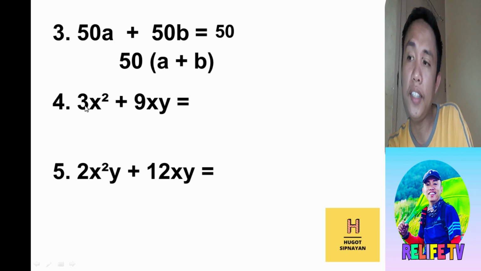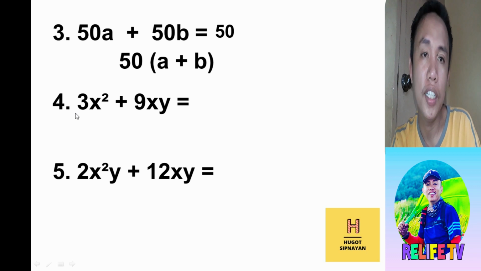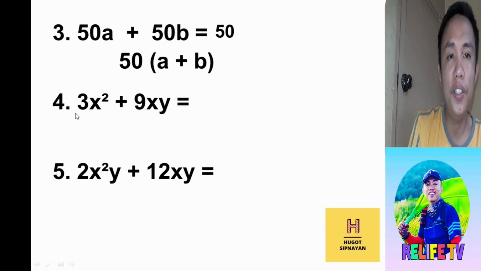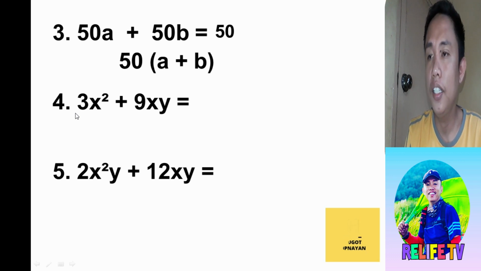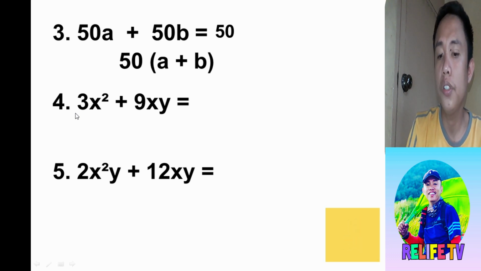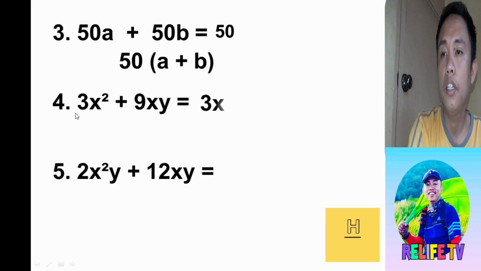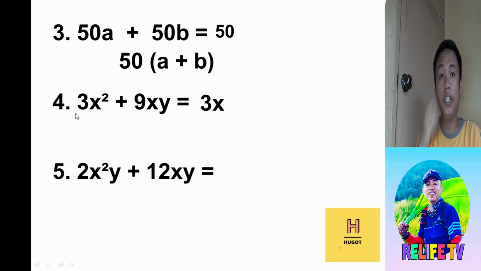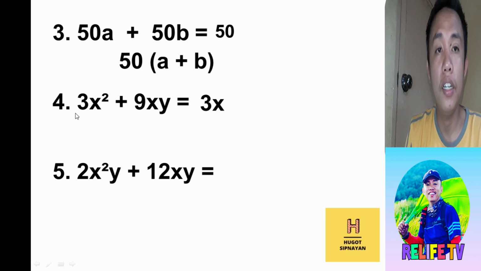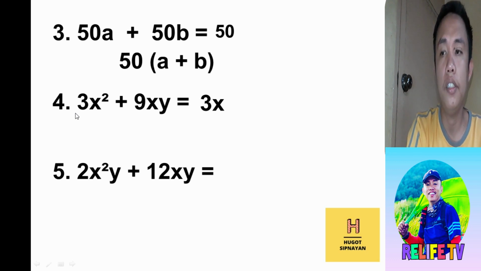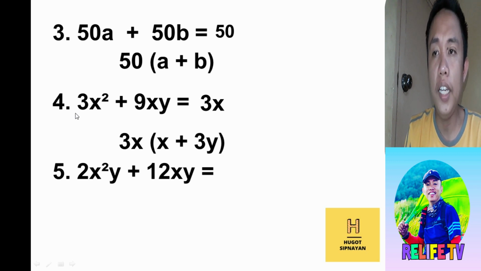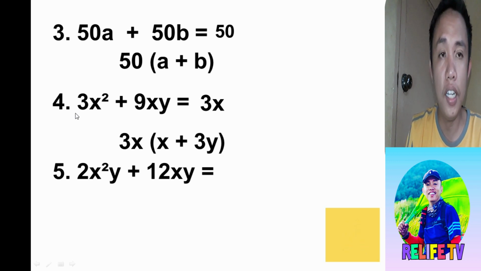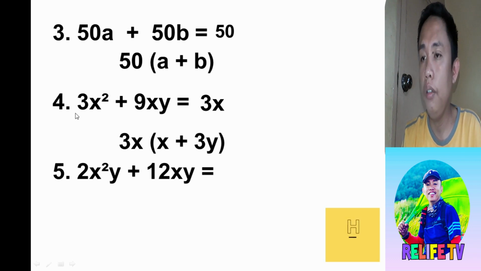So, for the next item natin, number 4. Ano yung ating gagamitin natin diyan? We're going to use a 3x. 3x divided by 3x squared. So 3 ay 1, x squared and x ay x. Tapos po we have 9x squared. So 9x divided by 3x is 3. And we just copy y.